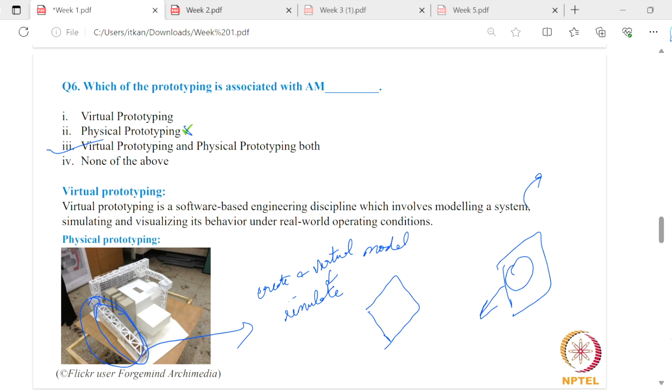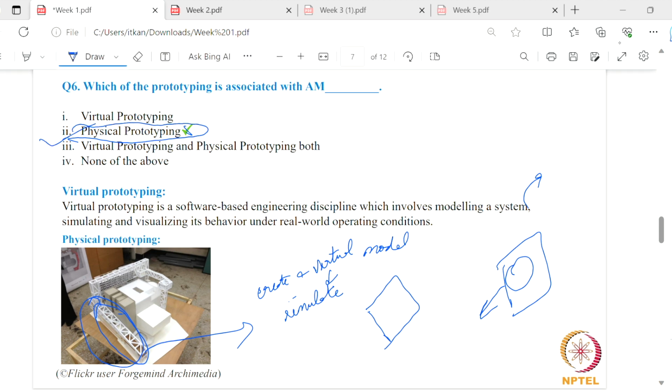Now there is also a term, rapid prototyping, which was in the market before 3D printing came, where we produced the final parts in a rapid manner. So both can be done. But when we are considering additive manufacturing, only physical prototyping is done.